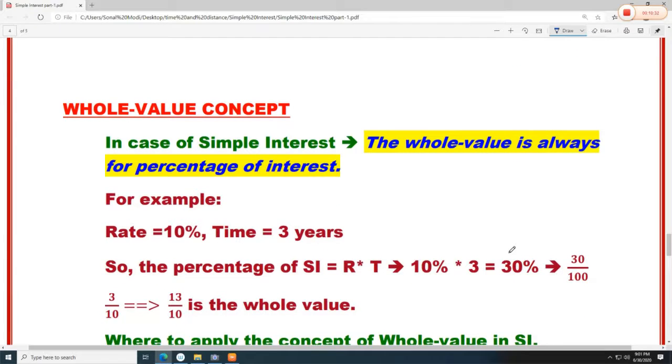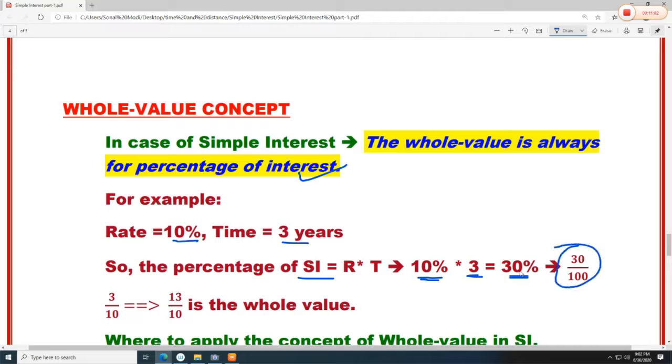Now the whole value concept. We already discussed the whole value in profit and loss, but here we are going to apply the concept of the whole value to find out the principal amount and the amount. So in case of simple interest, the whole value is always for the percentage of interest. For example, rate is 10% and time is 3 years. So the percentage of SI is 10% for 3 years, so that is 30%.